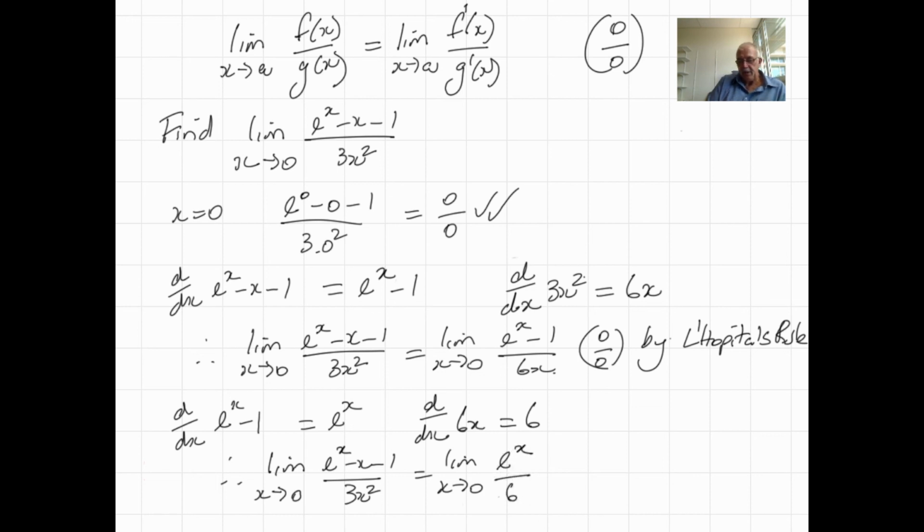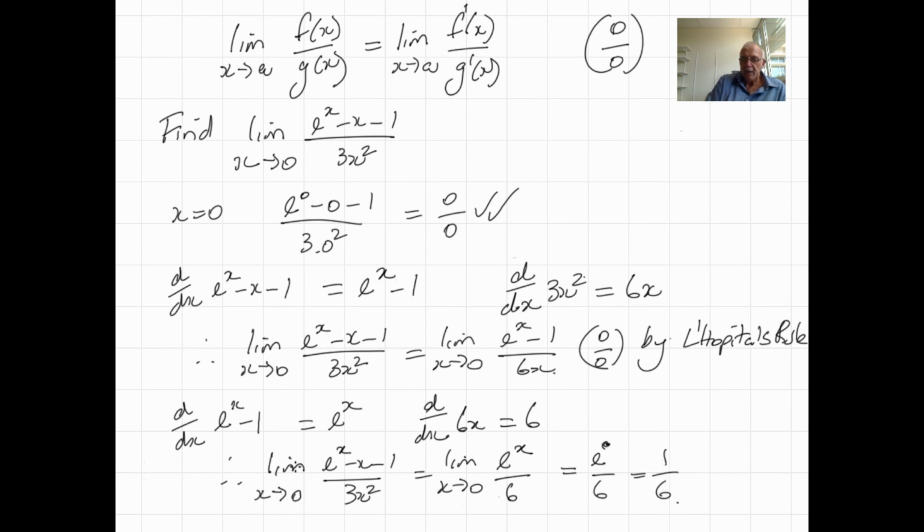Now we're not going to get 0 over 0 there. We can actually substitute in because we don't have division by 0, so we can put x equals 0. So that'll be all over 6, and that'll be e to the power of 0. Anything raised to the power of 0 is 1, so that'll be 1 over 6.